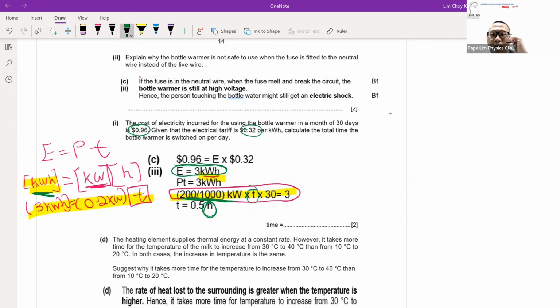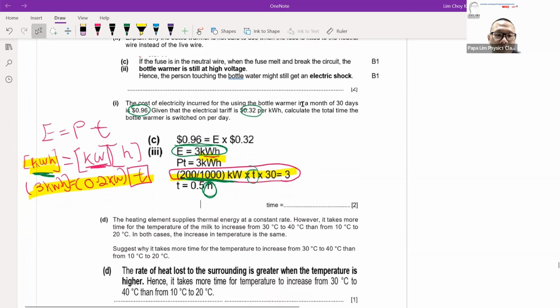Only this formula is slightly different. Most of the formulas that we use in physics are in SI units. Only this particular formula is not in SI units. So take note of it.